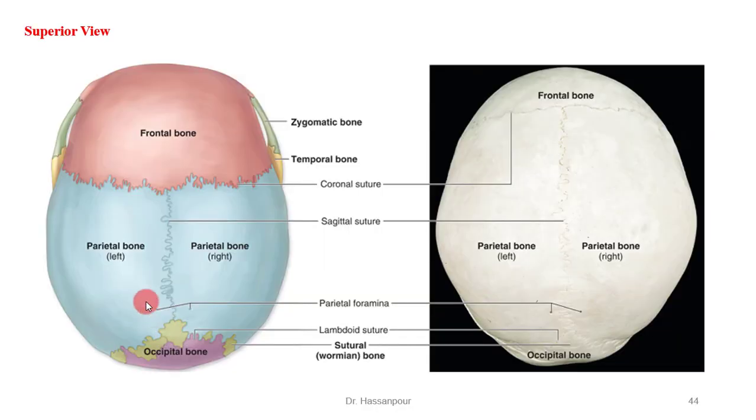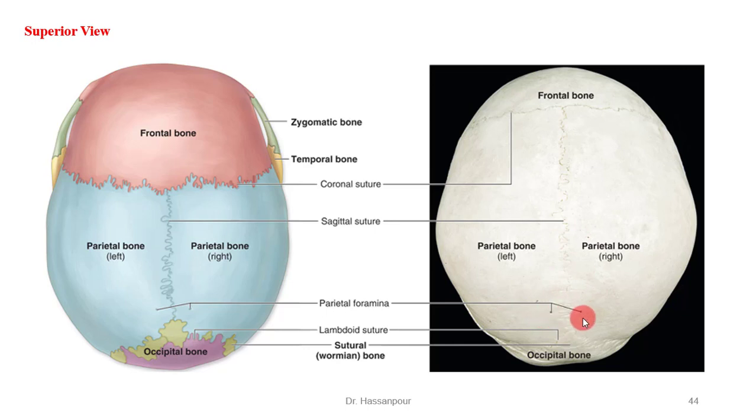Okay, now let's move on to the next view, the superior view. The superior view of the skull primarily shows four of the cranial bones: the frontal bone, both parietal bones, and the occipital bone. The articulation between the frontal and parietal bones is the coronal suture. The sagittal suture connects the left and right parietal bones along the midline of the skull.